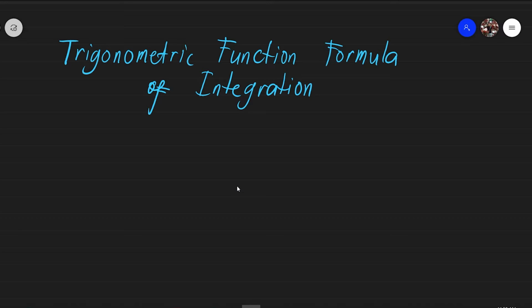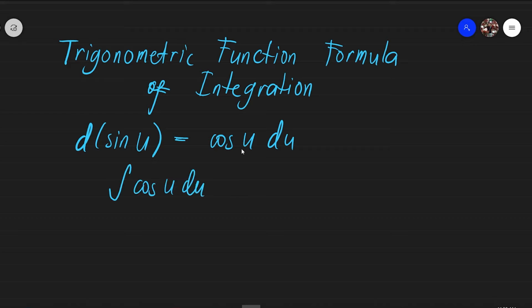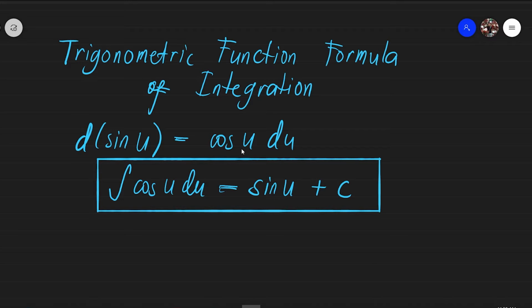So for example, if you can still remember, the derivative of sine u is simply cosine u du, right? So applying the principle of integration, integration is just the inverse operation of differentiation. So if we integrate cosine u du, then the answer would be sine u. Of course, you have to add the arbitrary constant. So this is now your formula for integration of cosine u du.